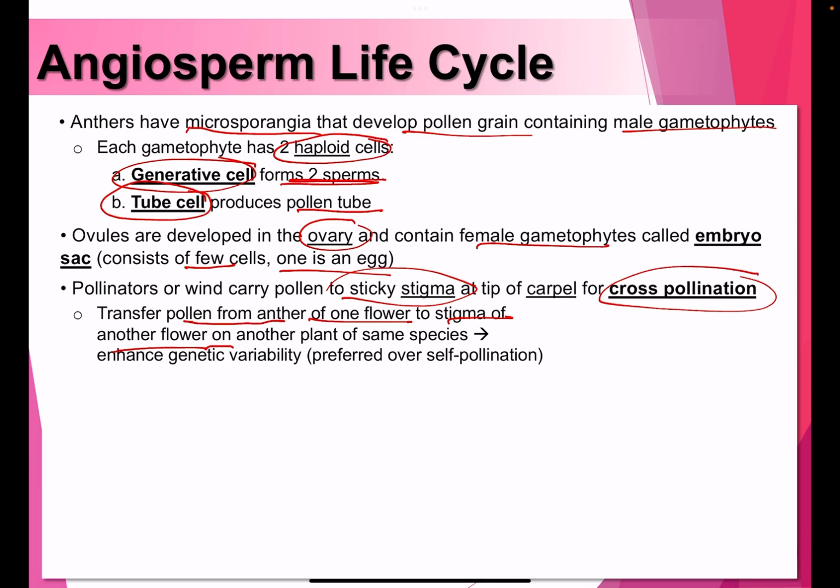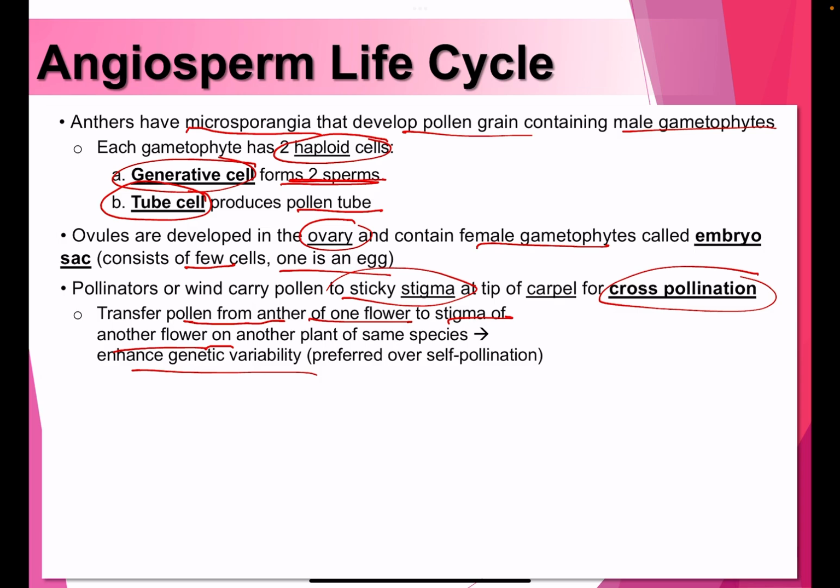Just like how we can have selective mating, that's how we mix up the genes a little bit, or we have those shuffling mechanisms to mix up the genes. In this case, cross-pollination allows for mixing up of the genes that would enhance genetic variability. That genetic variation we talked about has been very important for our biodiversity. So cross-pollination is usually preferred over self-pollination.